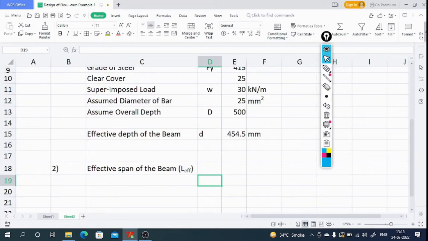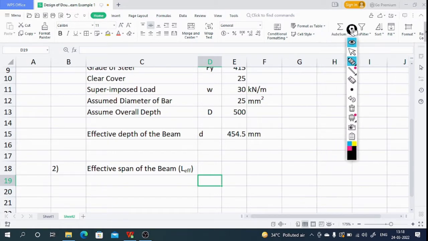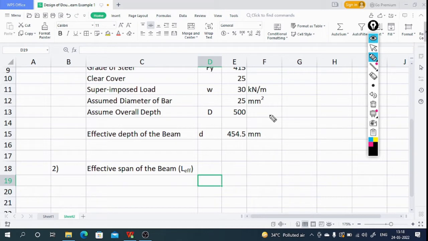Now we will see the effective span of the beam. It is denoted by L effective. IS 456-2000 has given two formulas by which we can calculate the effective span of the beam. After calculating the value of effective span by using both the formulas, we shall take the least of the two values. The first formula is L effective equal to clear span plus effective depth. Clear span is given in the problem statement.